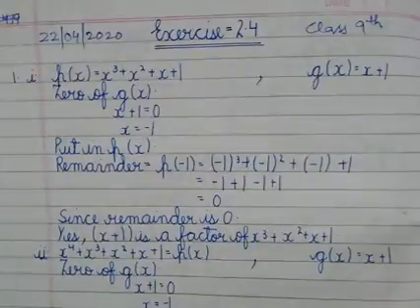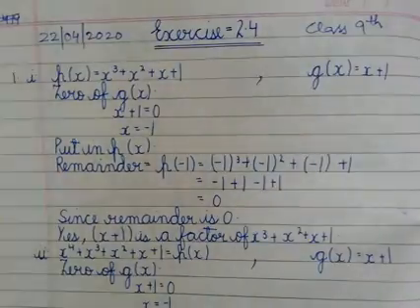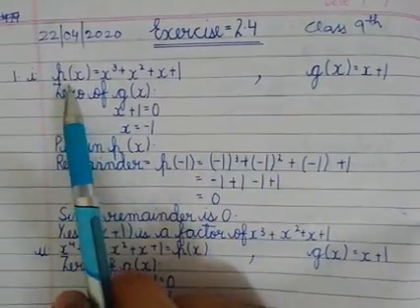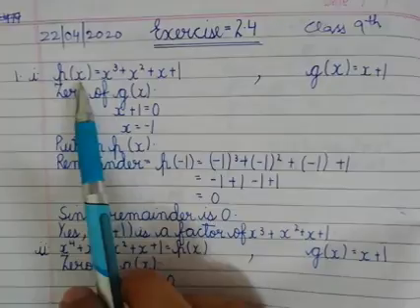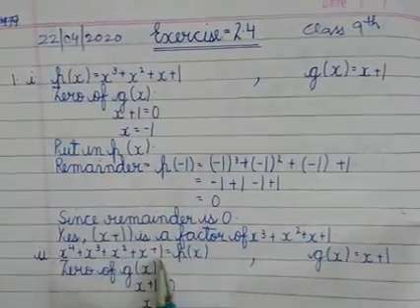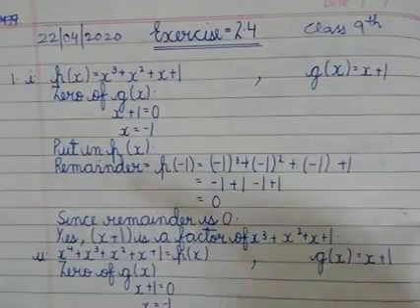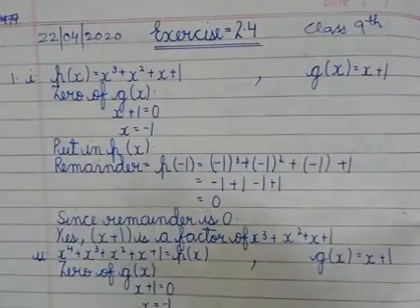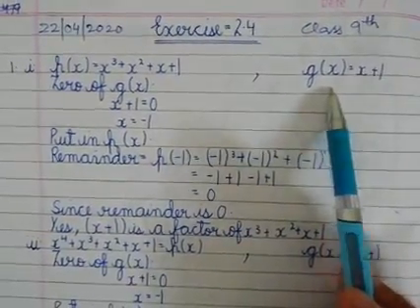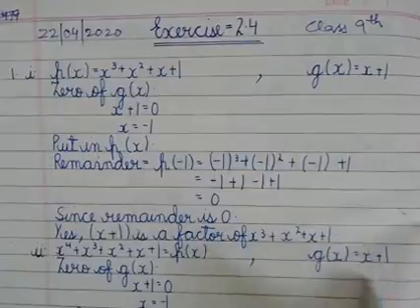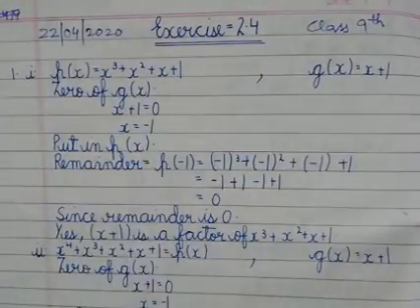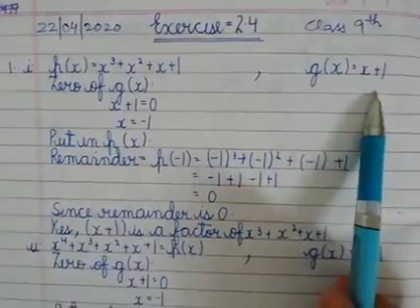Good morning students. So today we are going to start exercise 2.4. In this, we are given some polynomials, such as a polynomial in x cube plus x square plus x plus 1, then another polynomial is given. Like this, a total of 4 polynomials are given to us and we have to check which of these given 4 polynomials has g(x), which is x plus 1 in all the cases, as a factor.